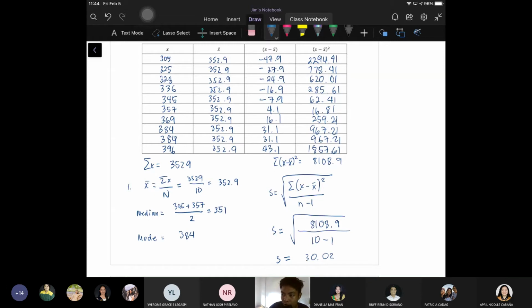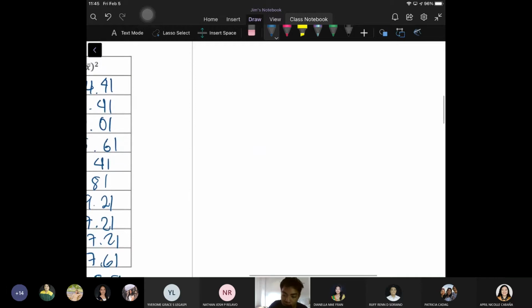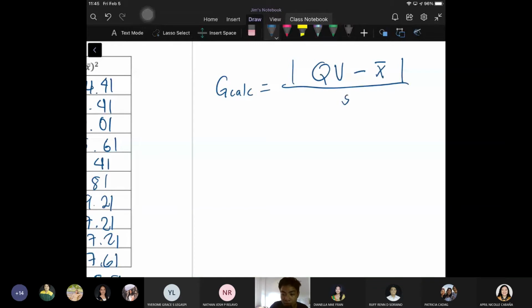Okay, so let's proceed with number 2. Sabi doon, determine if there is an outlier. Okay, so how will you determine kung may outlier? We can use the Grubbs test. Dito tayo sa right side. So again, what's the formula for the Grubbs test? G calculated is equal to the absolute value of the questionable value minus the average, and they will be divided by the standard deviation. Diba?